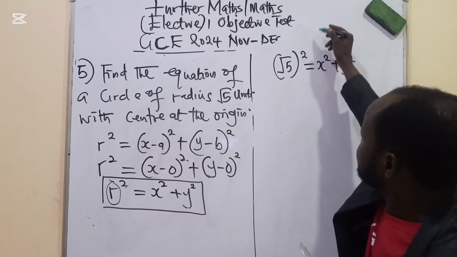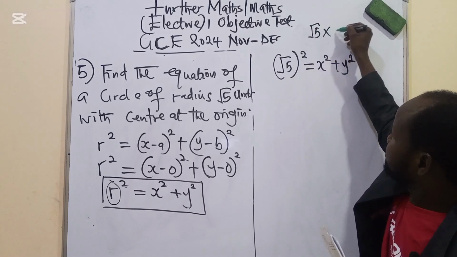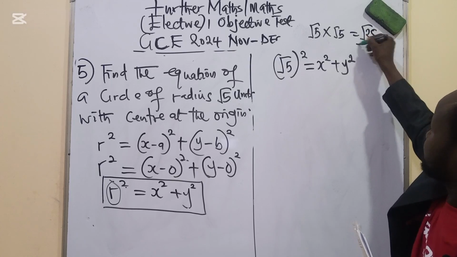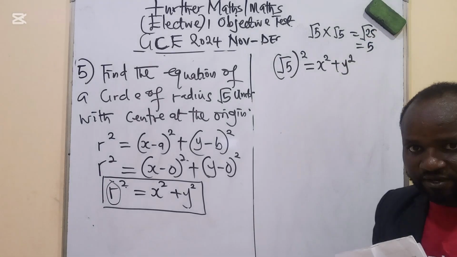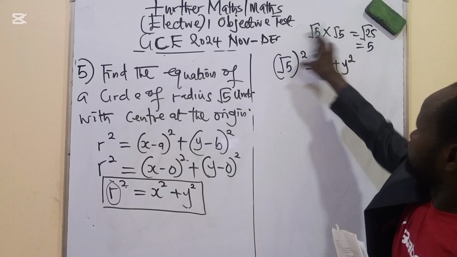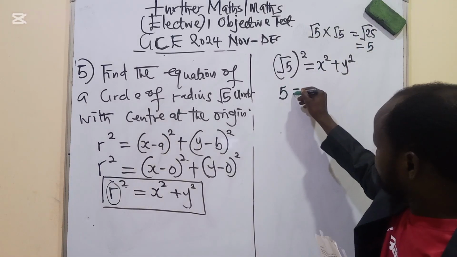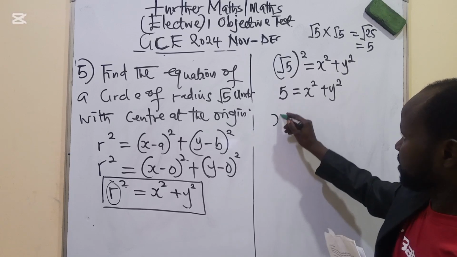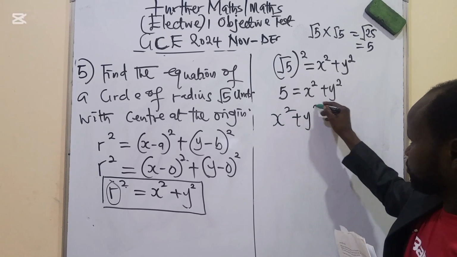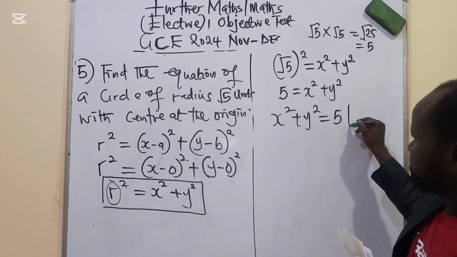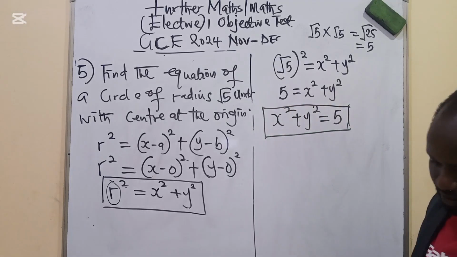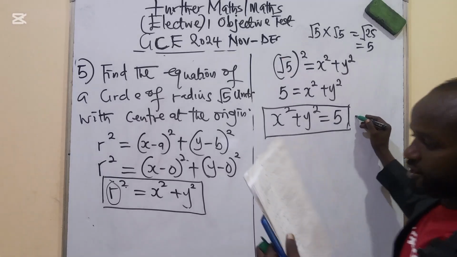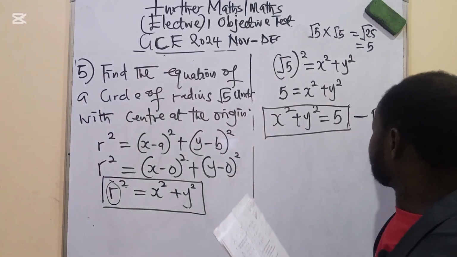Root 5 squared means root 5 times root 5, which is the same thing as root 25, and that's equals to 5. Very important. So in place of this, I'll put 5, which will now be equals to x squared plus y squared. I can write this as x squared plus y squared equals 5. So this will be the equation of the circle. So the correct option is option B.